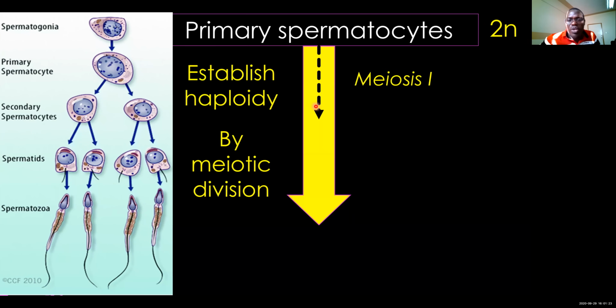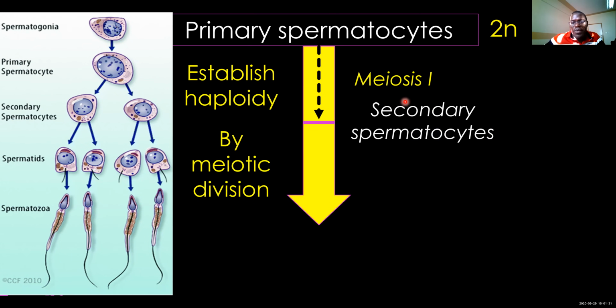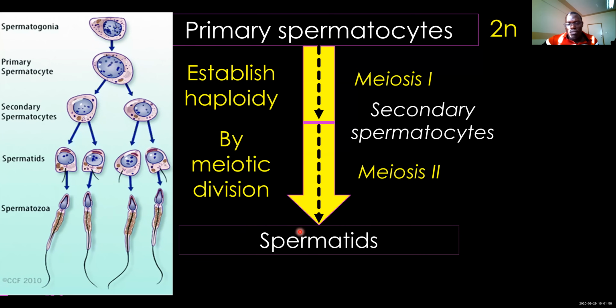There'll be 2 phases of meiosis. The first meiotic division, also called meiosis 1, will give you some intermediate cells which we prefer calling secondary spermatocytes. So secondary spermatocytes have undergone the first meiotic division, but they have not undergone the second meiotic division. Then the second meiotic division occurs, leading to the formation of what we call spermatids.